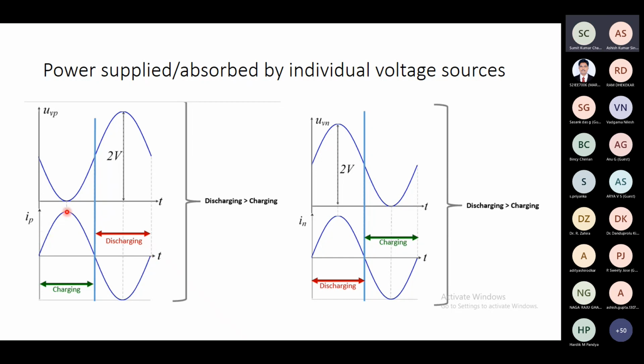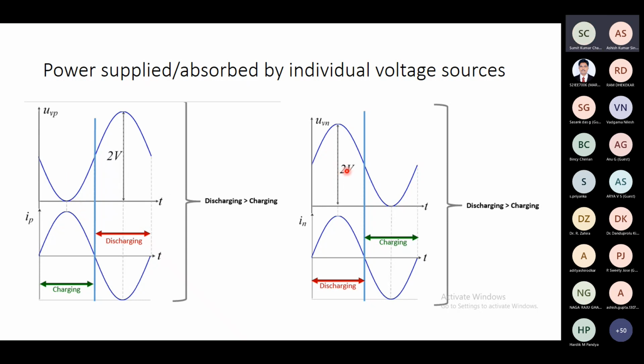You observe when this current is maximum, this voltage is 0. When this current is negative side maximum, this voltage is also maximum. Here lie the hints. For all other corresponding points, you can check. So will charging be more or will discharging be more? Discharging will be more. Yes, discharging will be more.